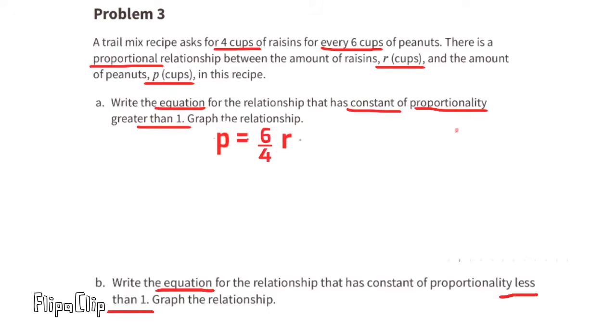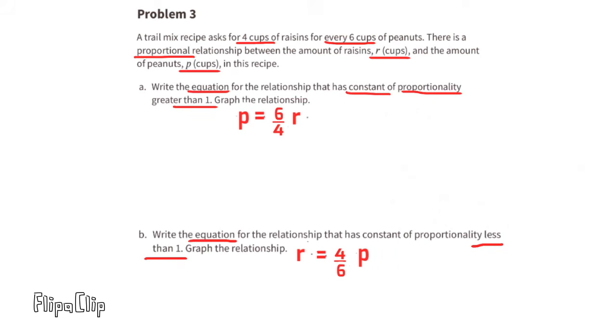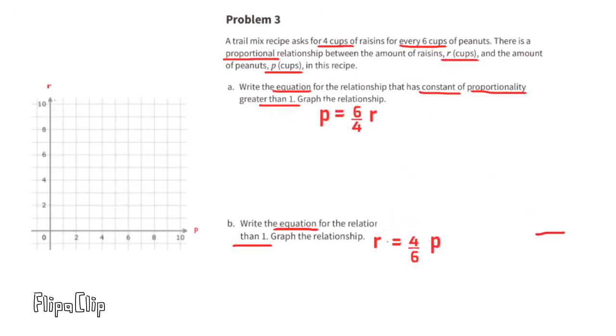B. Write the equation for the relationship that has constant of proportionality less than 1. Graph the relationship. The equation R equals 4/6 P has a constant of proportionality less than 1, and here's a look at its graph. The horizontal axis represents the peanuts, and the vertical axis represents the raisins. For every 6 cups of peanuts, there's 4 cups of raisins.